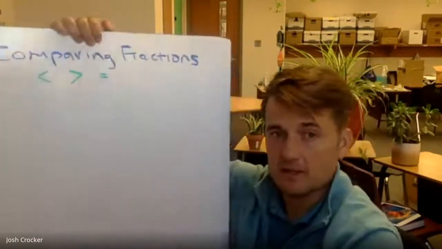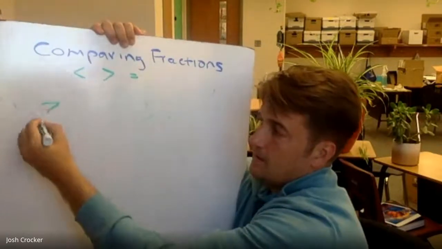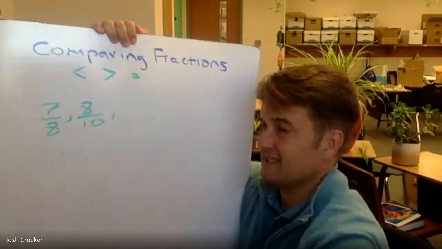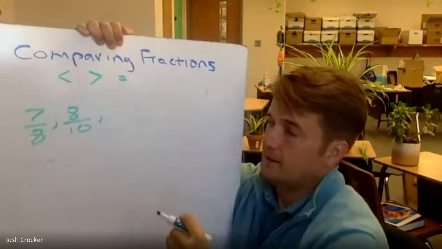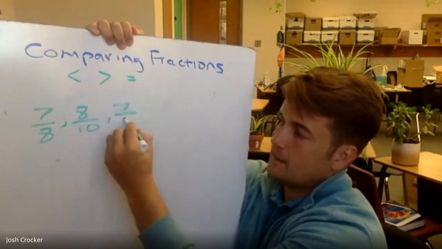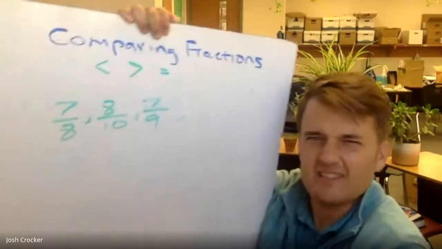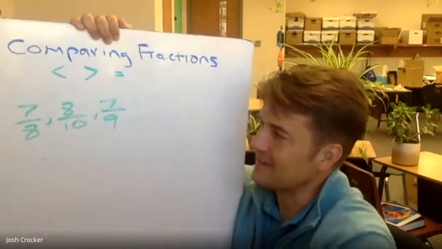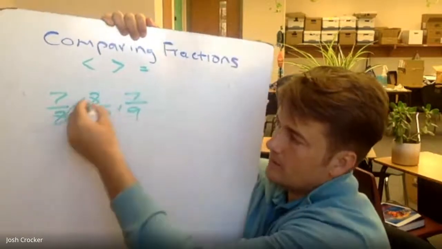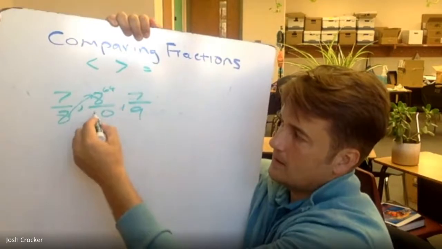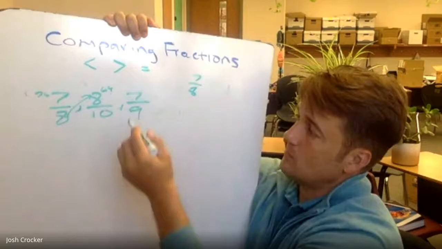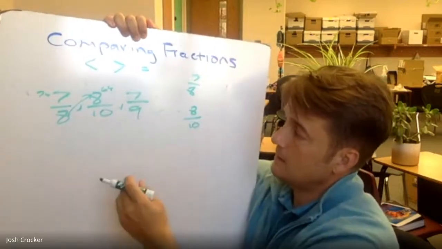Let's do another set like that. Let's do 7/8, 8/10, and 7/9. I was trying to not have any equal fractions there. First let's start with 7/8 and 8/10. Which one is greater? 8 times 8 is 64. 10 times 7 is 70. So 7/8 is more than 8/10.